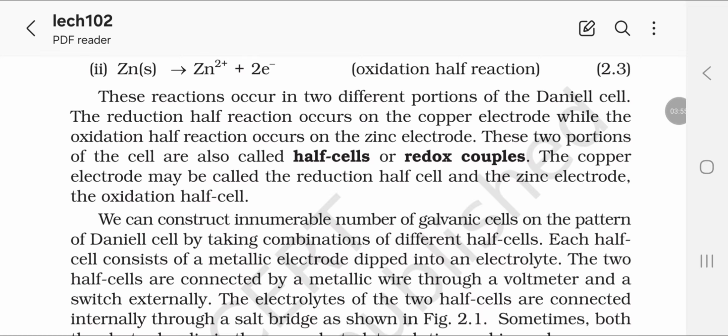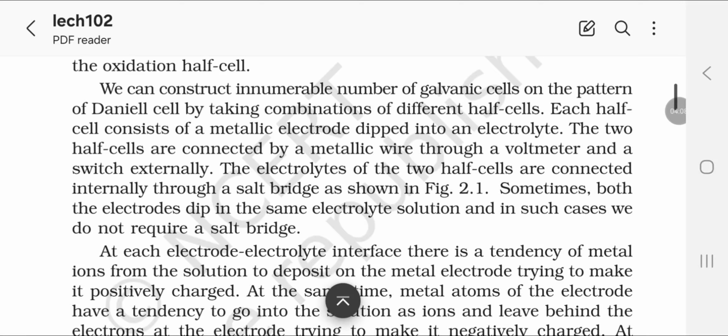These two portions of the cell are also called half cells or redox couples. The copper electrode may be called the reduction half cell and the zinc electrode the oxidation half cell. We can construct innumerable number of galvanic cells on pattern of Daniell cell by taking combinations of different half cells. Each half cell consists of a metallic electrode dipped into an electrolyte. The two half cells are connected by a metallic wire through a voltmeter and a switch externally. The electrolytes of the two half cells are connected internally through a salt bridge as shown in figure 2.1.